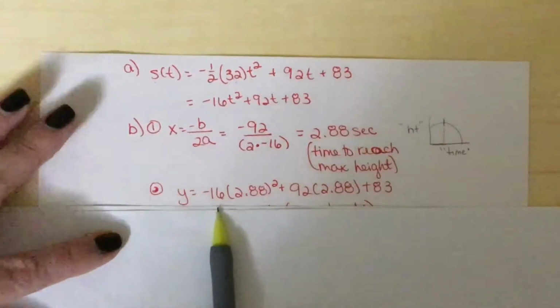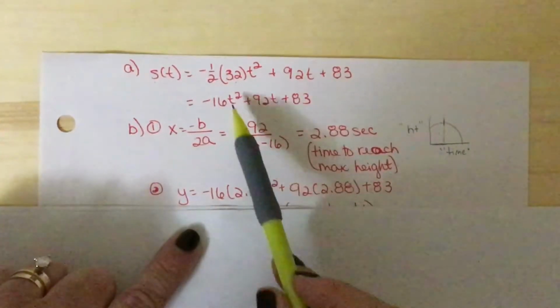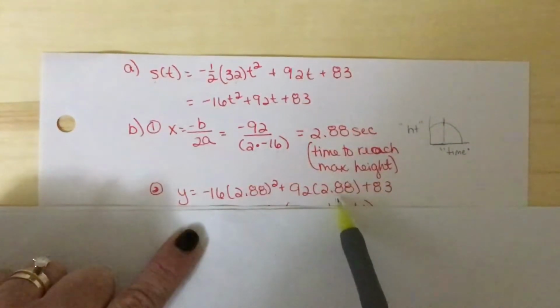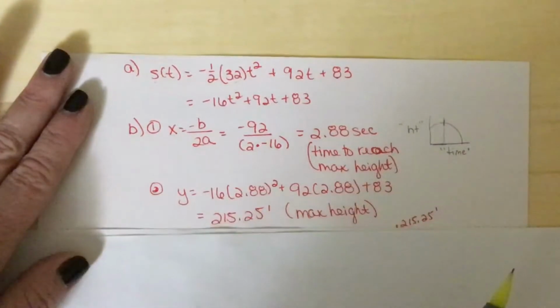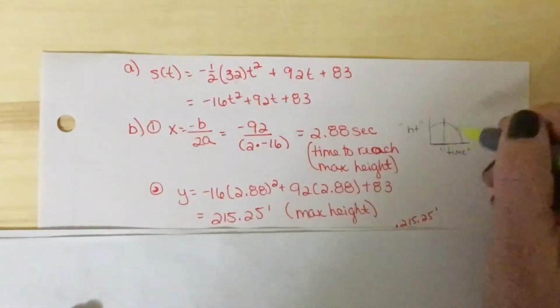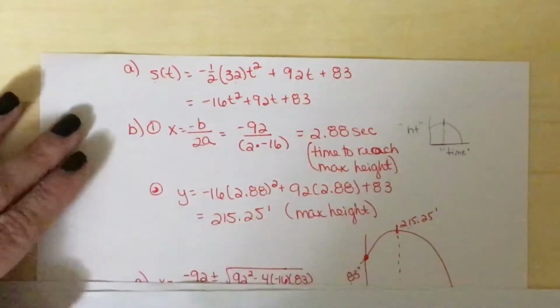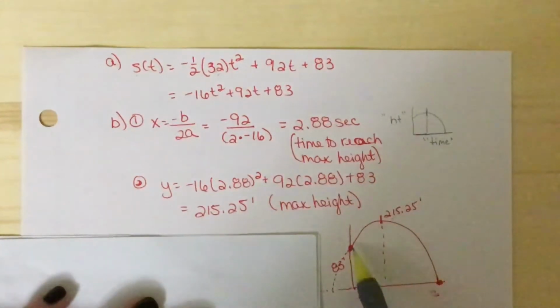So I get y equals negative 16, 2.88 quantity squared, plus 92 times 2.88 plus 83. You type that directly into your calculator, and you find that to be 215.25 feet. And that is your maximum height. I do have a little graph here to draw that out. So standing at 83 feet, it took 2.88 seconds to reach 215.25 feet.